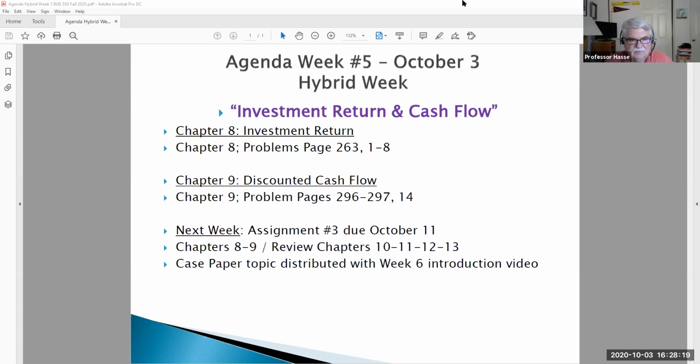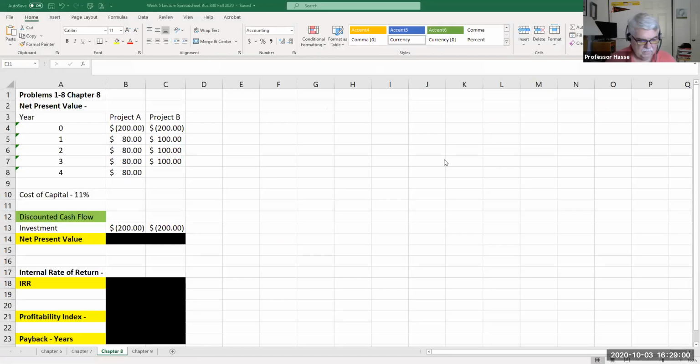So let's take a look at chapter 8 problems on page 268, number 1 through 8. We began that last week, and I provided you a spreadsheet to do that work on. So let's review that spreadsheet. If you remember, chapters 8 and 9 are about investment return, investing in an asset, and is it going to provide us with the appropriate amount of return necessary to pay all the debt or equity cost associated with that, the cost of capital, and make an adequate profit.